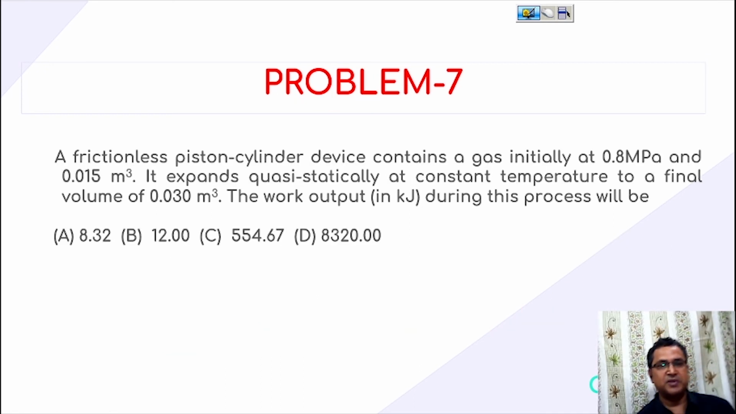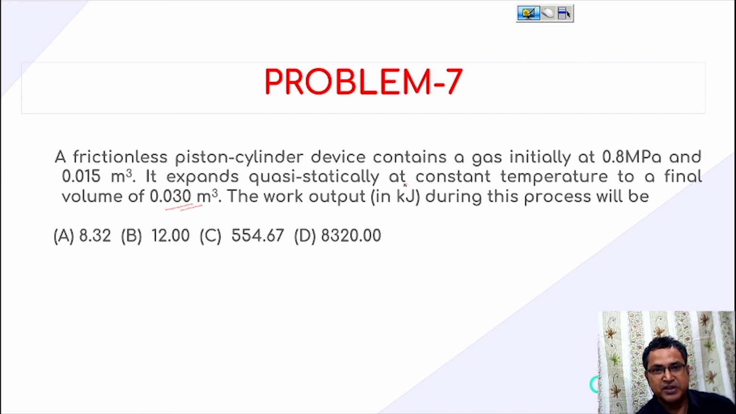Now the next problem. A frictionless piston cylinder device contains, again this question was asked in GATE exam. A piston cylinder device contains a gas initially at 0.8 megapascal and 0.015 meter cube. This is the initial position. The pressure and volume are given. It expands quasi-statically at constant temperature to a final volume of 0.03 meter cube. The work output during this process will be.